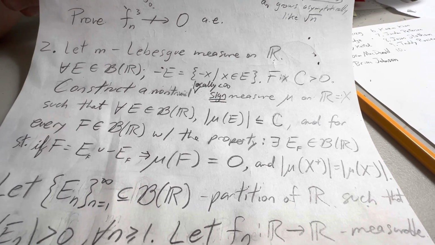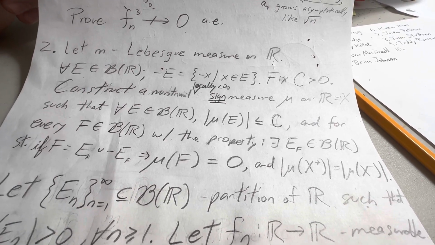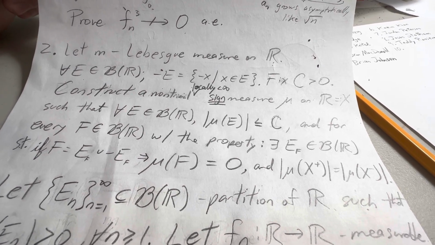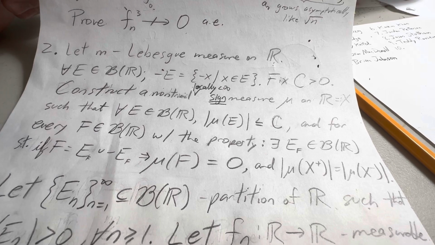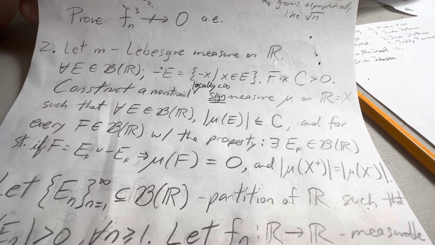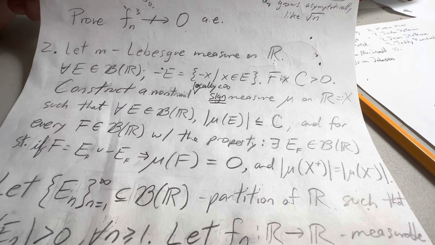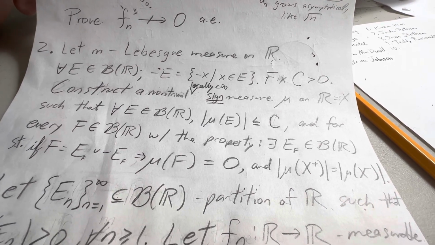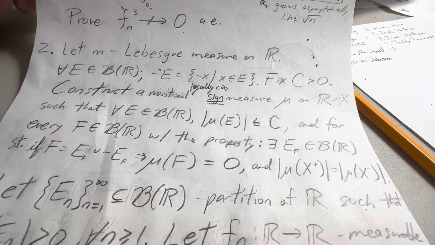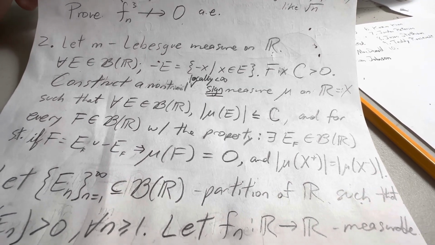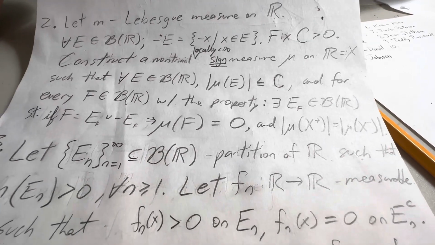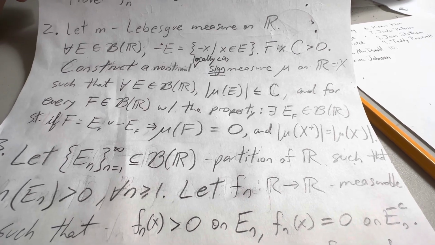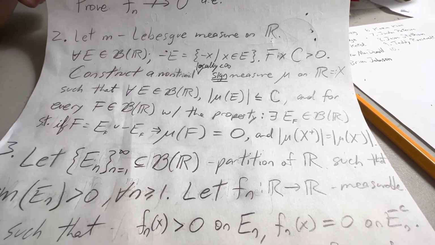So m is a Lebesgue measure on R. E is a Borel set. Negative E is equal to the set of all negative x in E. Fix a positive constant C. We want to construct a non-trivial locally finite signed measure mu on all of R, such that for any Borel set E, the mu measure of E is bounded above by C in absolute value. And for any F that has the property that it is the union of E and negative E, we know that the mu measure of F is equal to 0.